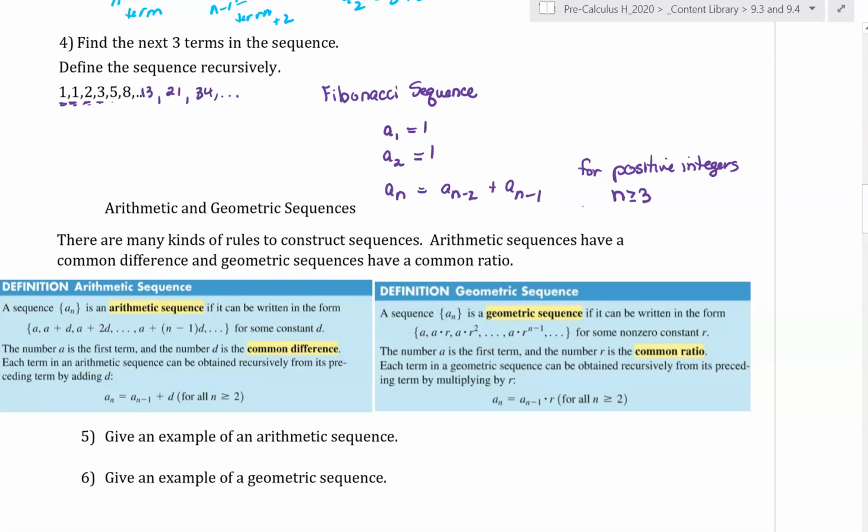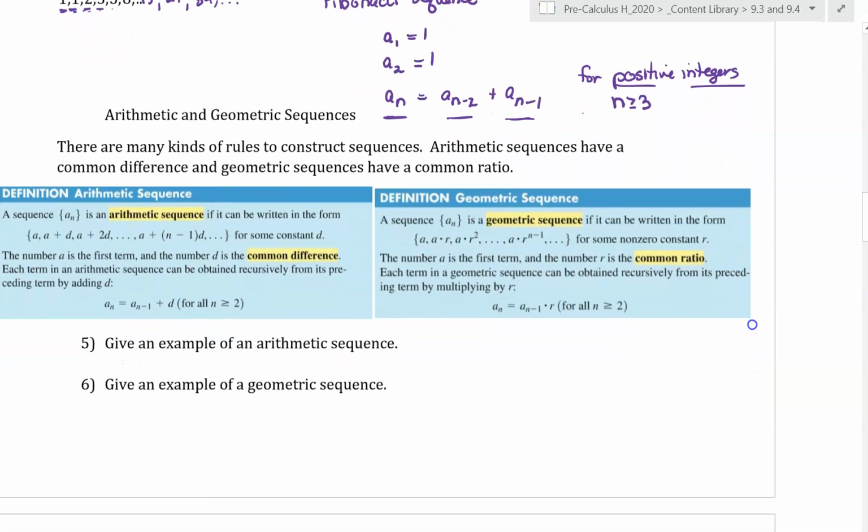So if you wanted to describe this, I think it would not be so hard to do this recursively. You would have to define the first term, the second term, and then each term is equal to the sum of the two terms before it, and you would have to say n is greater than or equal to 3 and for positive integers. Because again, I wouldn't ask you for the 2.3 term or something like that. It would be the first term, the second term, the third term, etc.